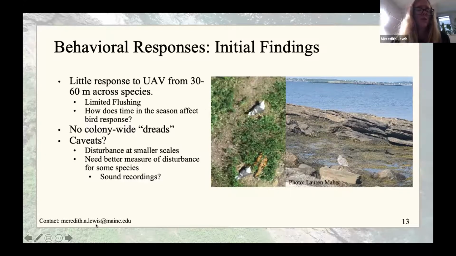But we are also hoping to continue to look at how the timing of the breeding season affects the bird response. We had no colony-wide dreads, so never during any of our surveys did the birds as a colony leave their nests as a huge disturbance. But that being said, we are trying to find ways to measure disturbance at smaller scales, given that just because a bird doesn't necessarily leave its nest doesn't mean it's not stressed. So we're looking at the potential of utilizing things like sound recordings to capture some of the minor details that we can't necessarily see when we're standing 100 meters back or more from the colony.